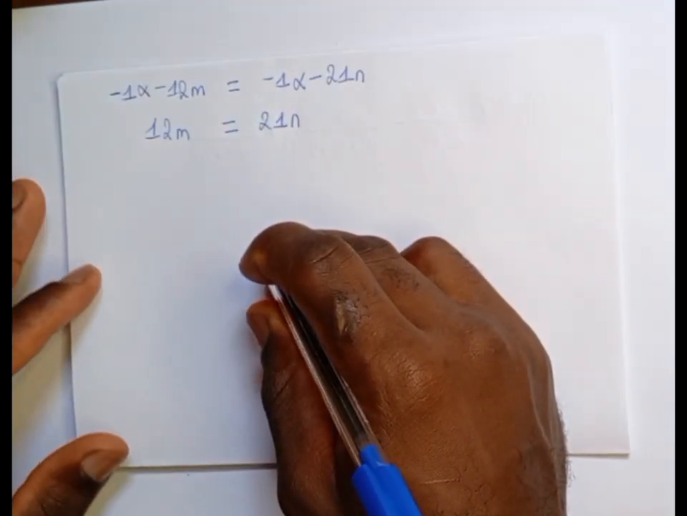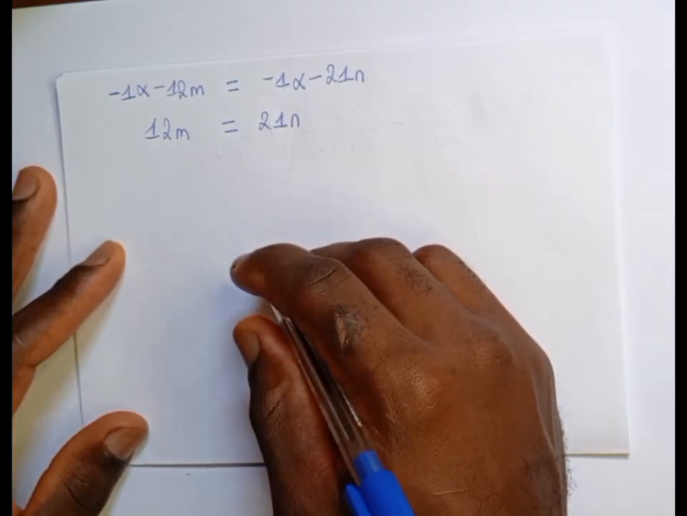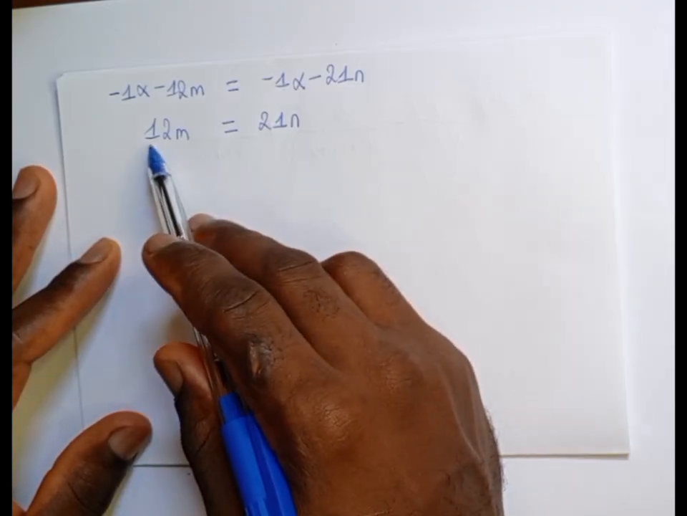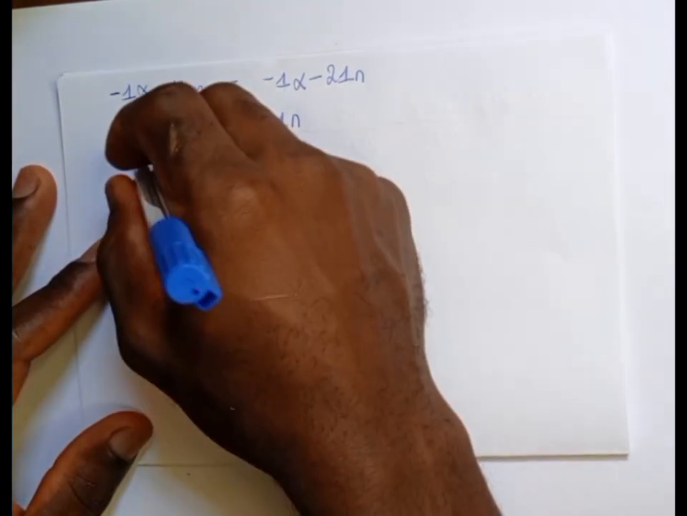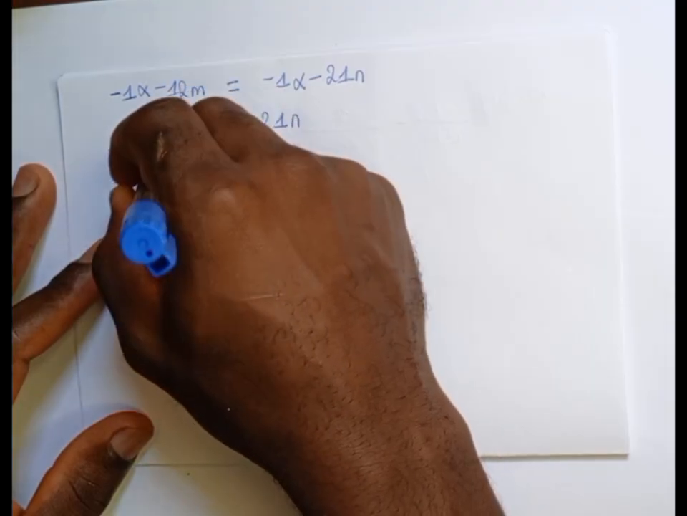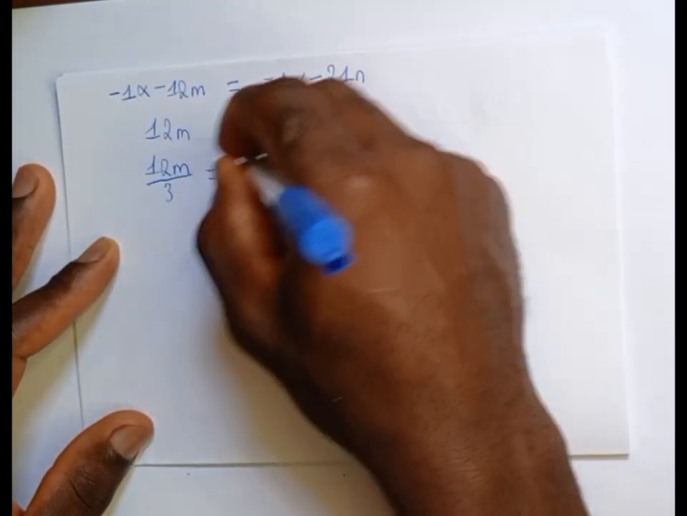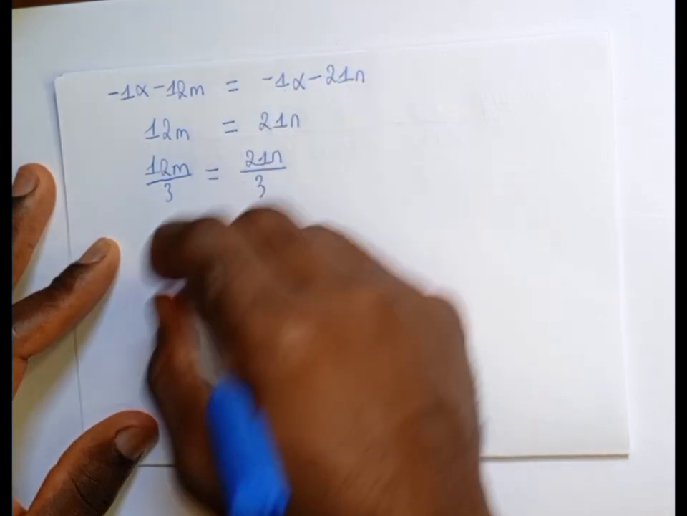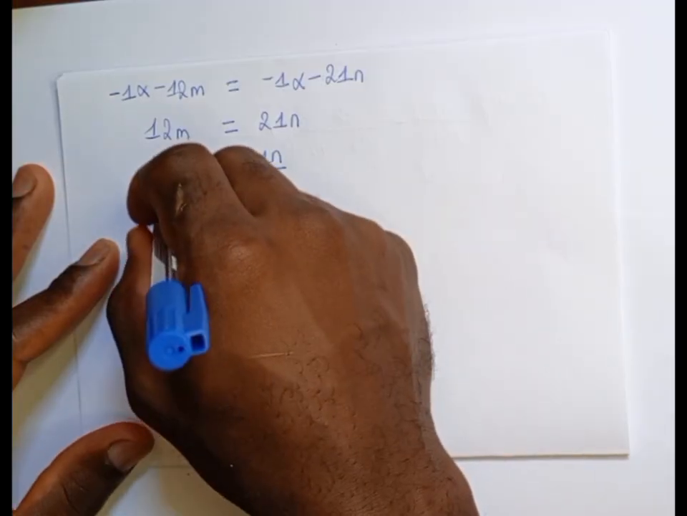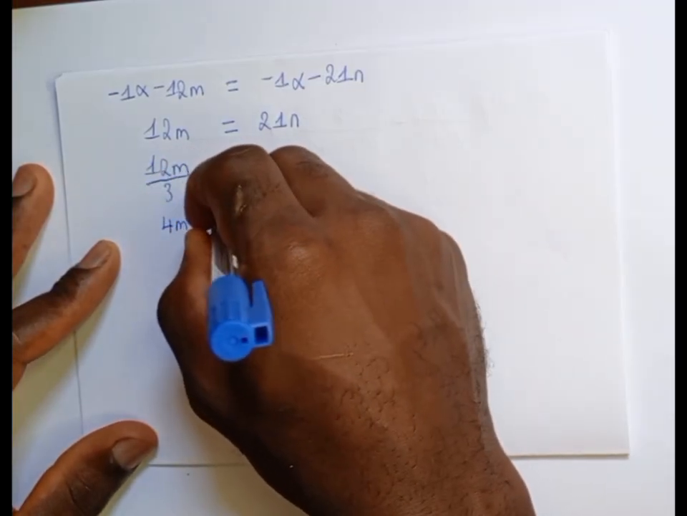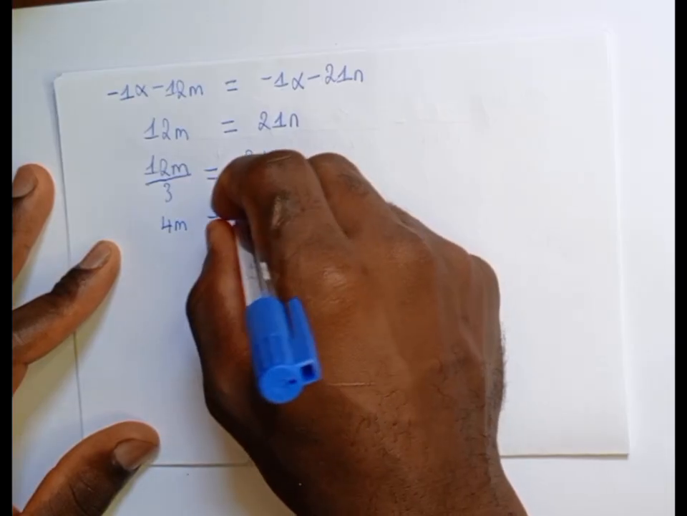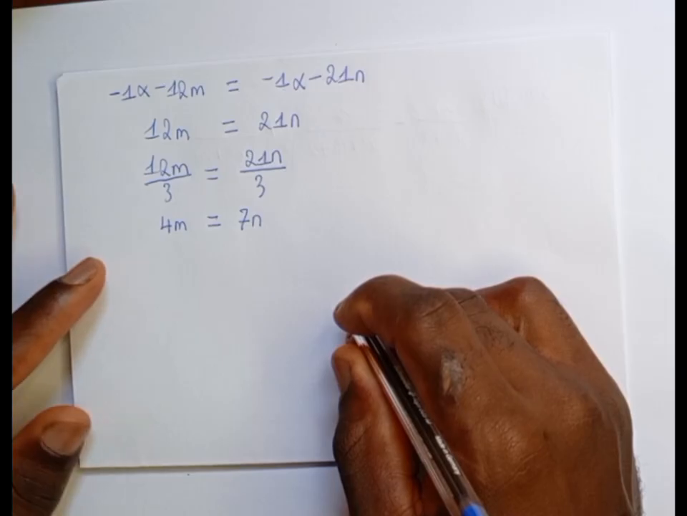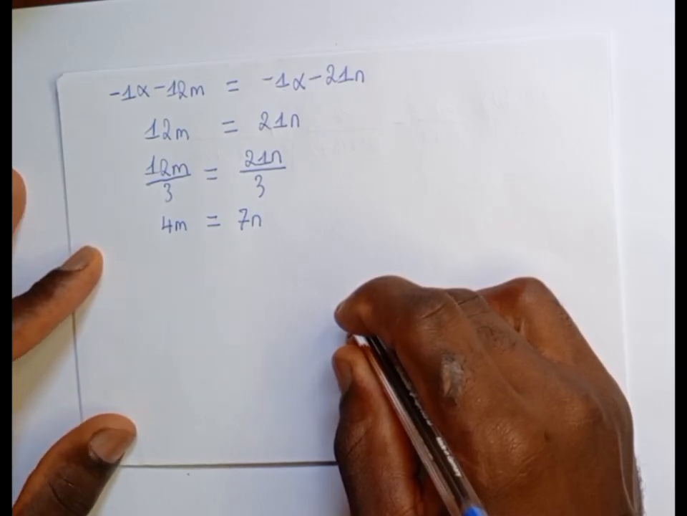The next step, we are going to divide all through by 3. We are dividing all through by 3 because 3 is the highest common factor of 12 and 21. 12m divided by 3 is equal to 21n divided by 3. 12 divided by 3 gives us 4m to be equal to 21 divided by 3 gives us 7n. We need the ratio m is to n.